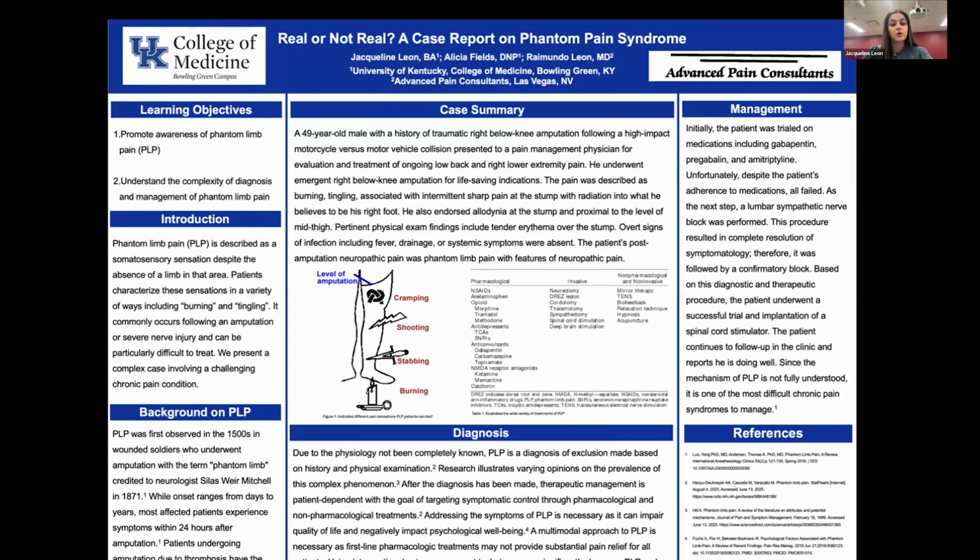And moving forward, just hoping that more research comes out in regards to PLP and continuing to provide that patient-directed treatment so that all patients can be symptom-free from PLP.